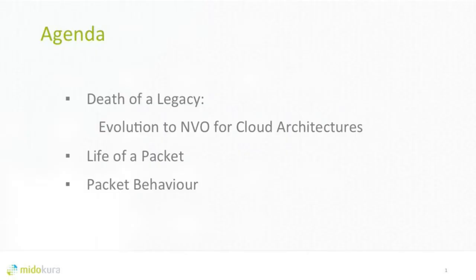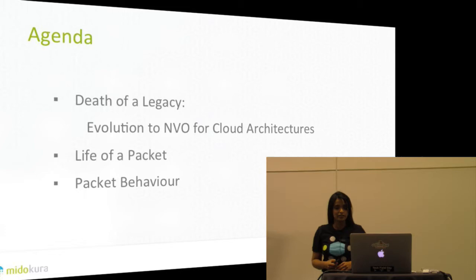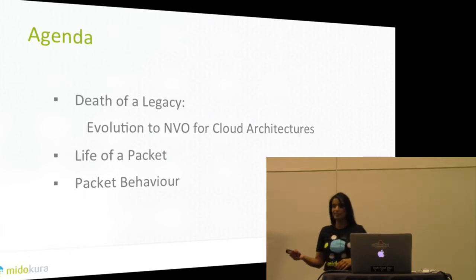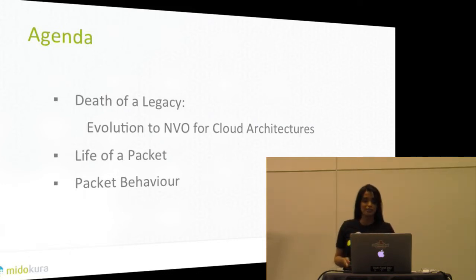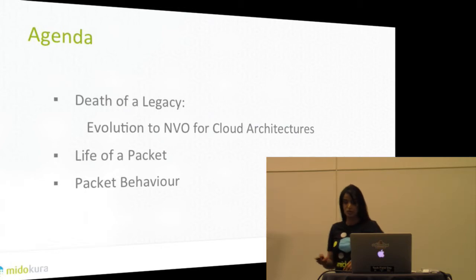So some of the things we'll talk about today: the death of a legacy, specifically legacy network infrastructures and solutions that are out there, and the evolution of network virtualization overlays, specifically for cloud architectures, the Neutron plugin specific to OpenStack, and a solution called Metonet. We'll go through the life of a packet, specifically of the OpenStack Cloud, using Metonet as a Neutron plugin. Finally, we'll talk about packet behavior, and what I mean by that is how you can manipulate and treat traffic, as well as monitoring tools that you can use with this new technology, network virtualization overlays.